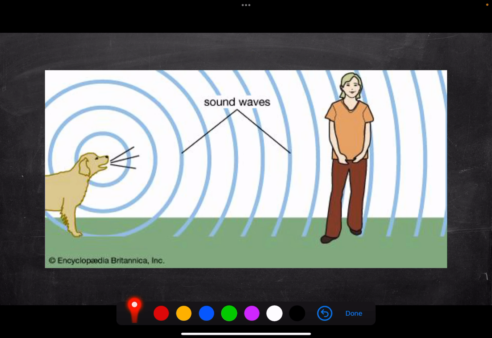Sound doesn't travel in just one direction, but in every direction. That's why someone can talk to you without facing you, and you can still hear them. You don't have to look at someone to hear them, because sound travels not just in 2D, but also in 3D, in every direction from the source, in the form of waves.